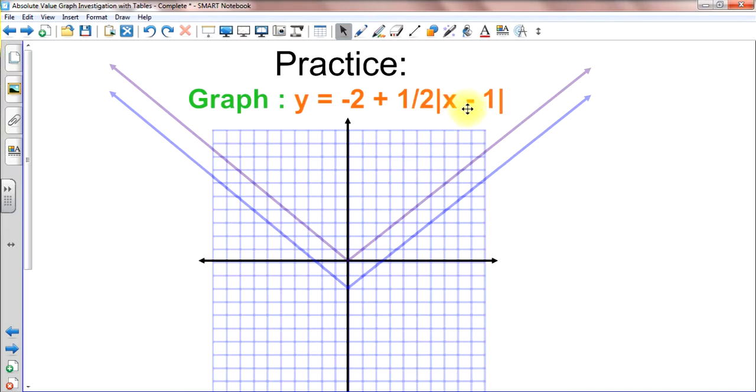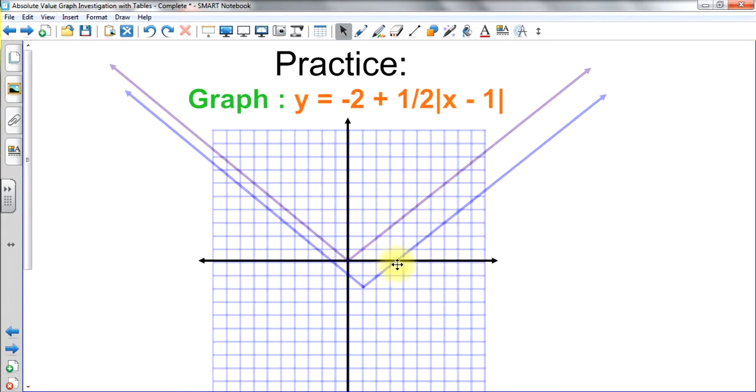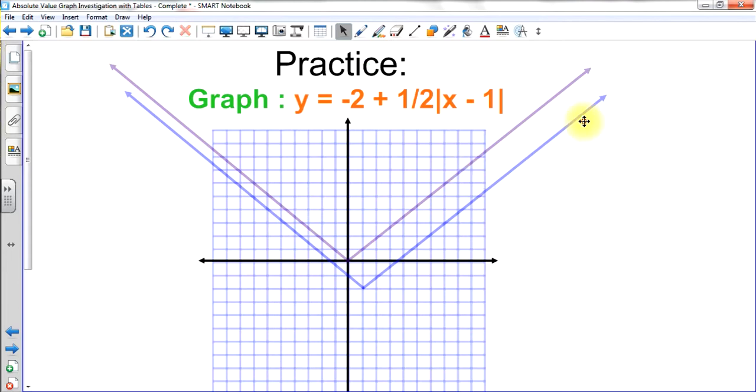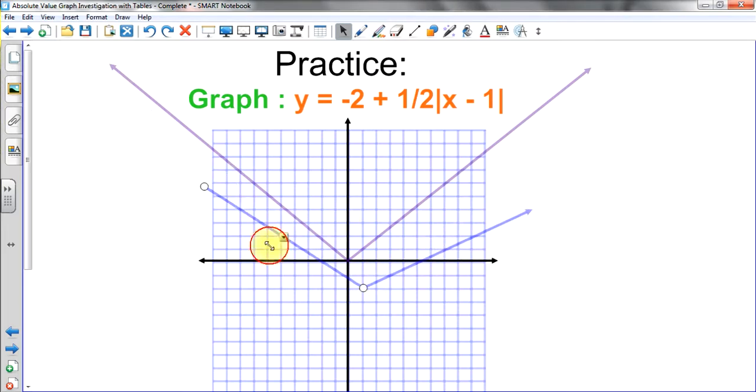Okay, this negative 1 in here is going to shift the graph 1 unit to the right. So now every point gets shifted to the right. And then this half is going to affect our slope to be a half and negative half. So that means we would go up 1 over 2, which is this slope here. And then we would go up 1 over 2, which is this slope there. And that blue graph is what we would draw.